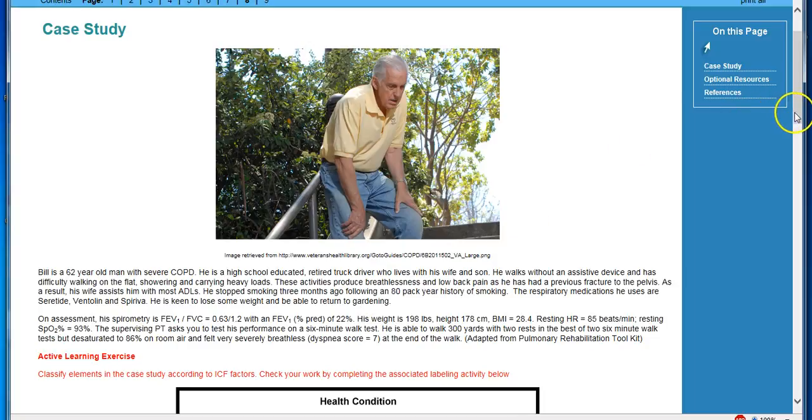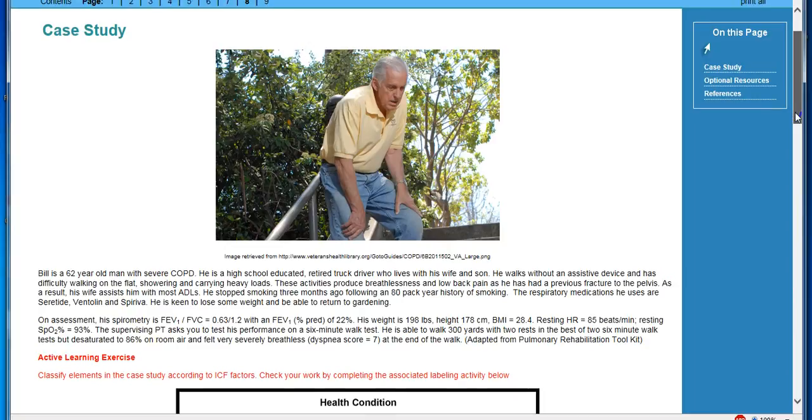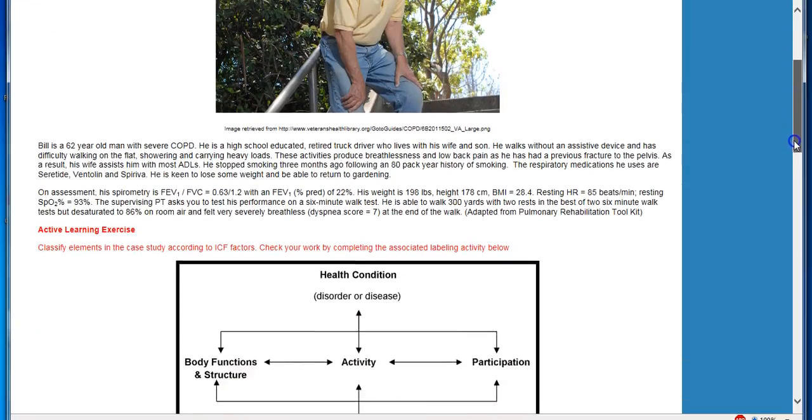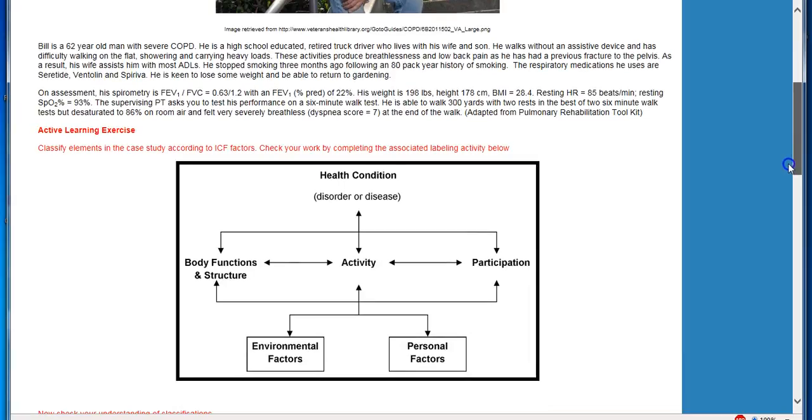And what I'd like you to do in this learning exercise is read through the case information and start to map information in the case narrative to the ICF model. So I have it for you here. And what you'll do is read the information about Bill and see where that might connect to something within the model here. So for example, to get you started, Bill is a 62-year-old man.